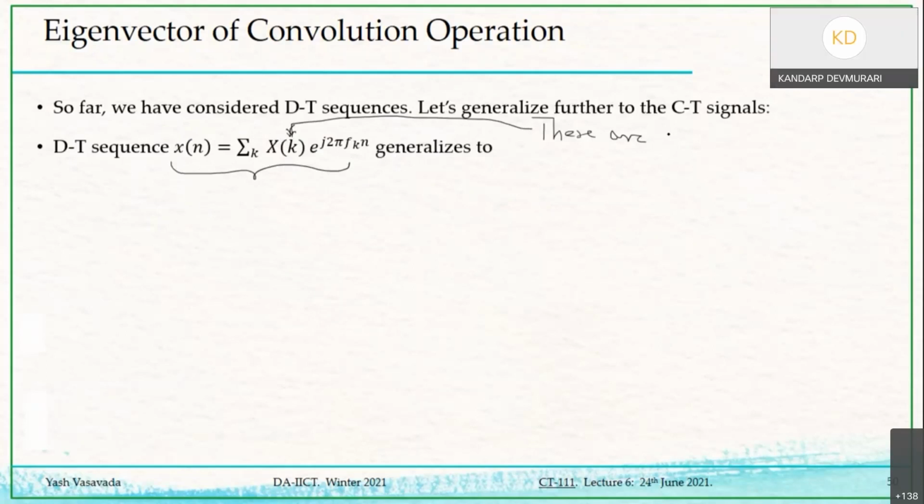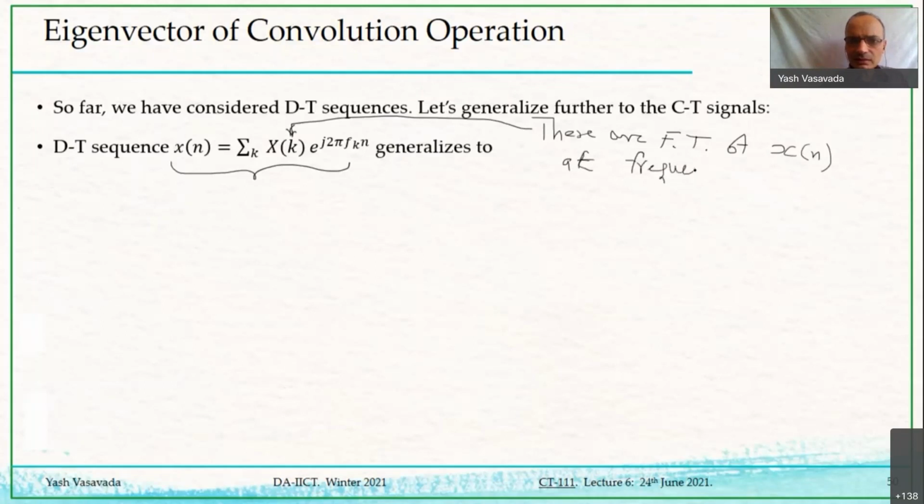Yes, Fourier transform. These are the transformation factors. Fourier transform of x of n at frequencies f of k. If you change f of k, you will get a different value of X of k.